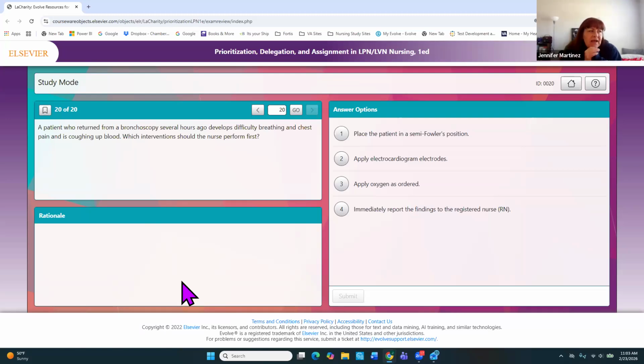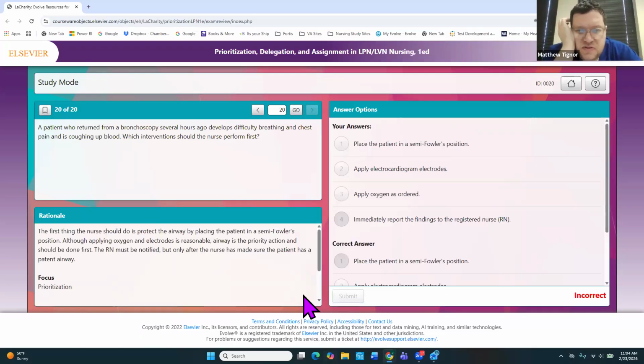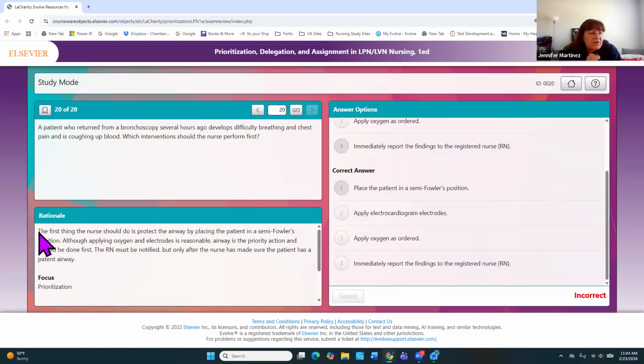What's our priority? We got somebody that just had a bronchoscopy, is having difficulty breathing, chest pain, and coughing up blood. I'd say report to the RN because of the blood coughing. Semi-Fowler's. So the first thing we should do is protect the airway by placing the patient in a semi-Fowler's position. We want to make sure they have an airway. And then, of course, we're going to notify the RN.